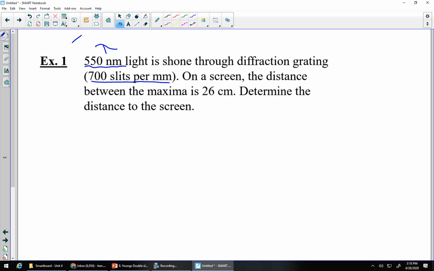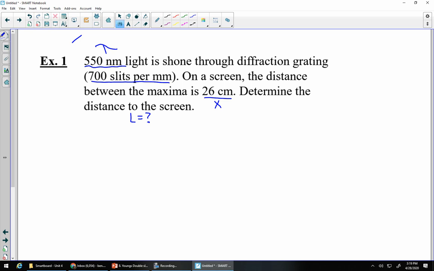It says on a screen the distance between the maxima is 26 centimeters. So distance between the maxima, that is, excuse me, x. And we want to determine the distance to the screen. So I think what we're actually looking for in this case is L.